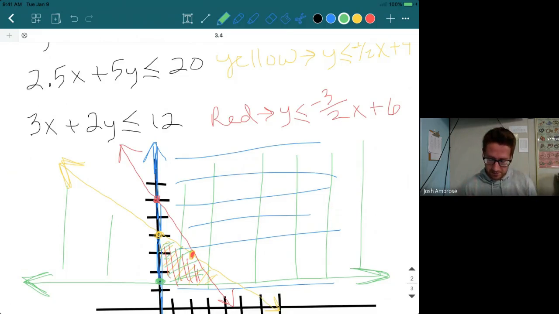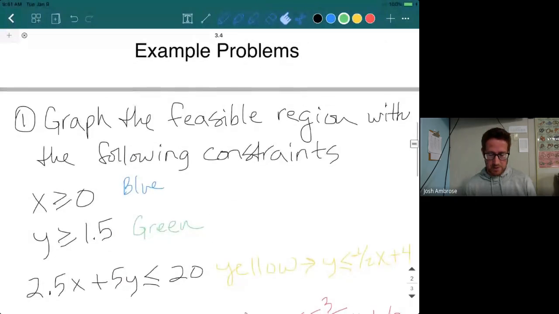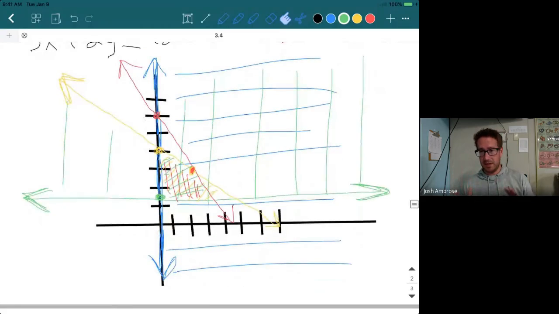That's the graph, okay? So when it says graph the feasible region with the following constraints, what I really need to see are all of the lines and very clearly that overlapping dark portion. That's right there, kind of in that lower left-hand side.